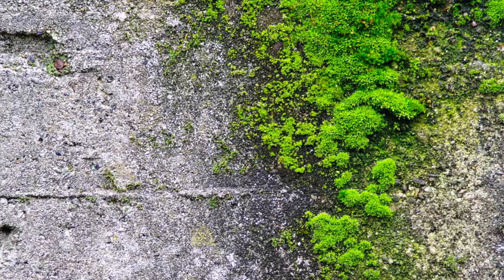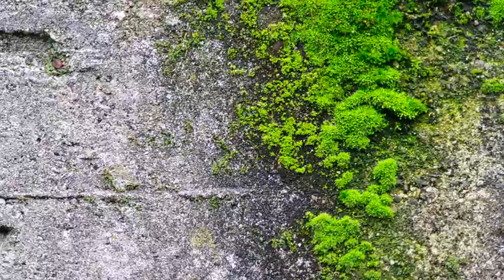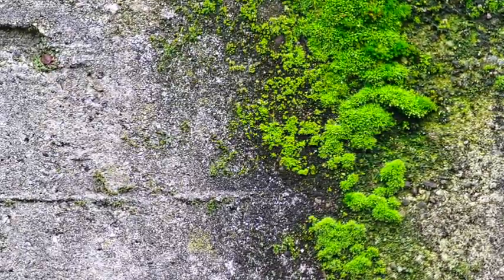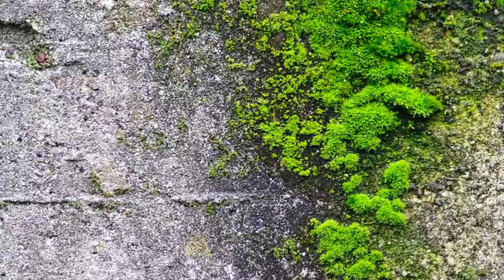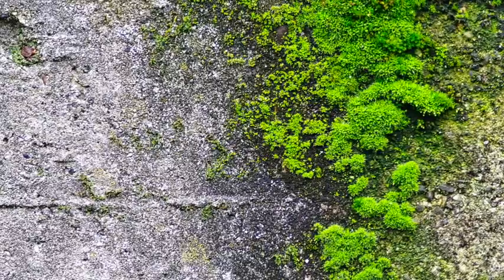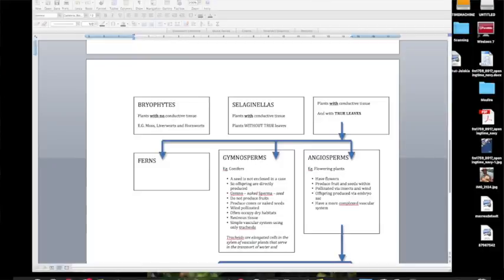So effectively, if you can see what a moss looks like, there is no sort of vessels where water will travel through. And in the evolutionary chain, they are the most basic plant that's around.